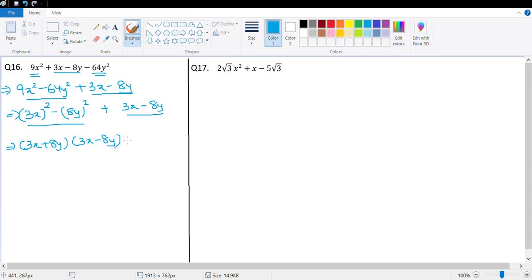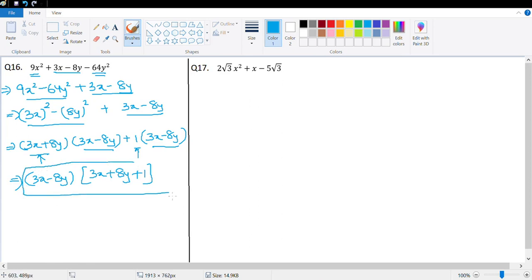And these two terms can be written as 1 times (3x minus 8y). Between these two terms, we have 3x minus 8y common. So let's take 3x minus 8y common. What remains from the first term is 3x plus 8y, and what remains from the second term is 1. So that's our final answer. You would represent it as equal to the question. Good. Let's move on to the next one.